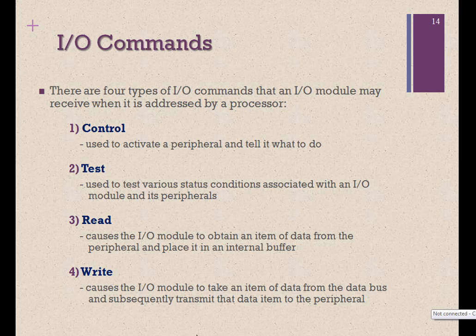Now the IO commands. There are four types of IO commands: control commands, test commands, read commands, and write commands. Their functions are given below, showing how these commands work.